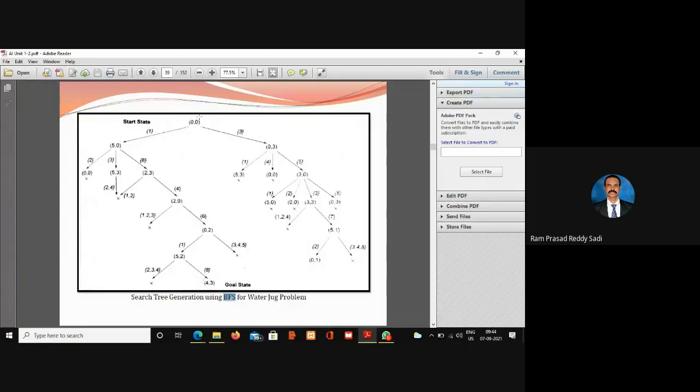See here, this is what your goal state is. So what will be your path? I have to come this way, go this way, go this way, go this way. What does it imply? Rule number 1 is to be applied, then rule number 8, then rule number 4, rule number 6, rule number 1, and rule number 8 is to be applied. Would you like to say that this is the only solution available?